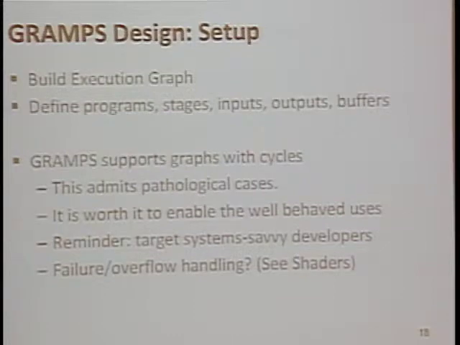Gramps accepts cycles. A cycle, such as the one I showed you in the ray tracing graph, means that in the worst case, a pathological app really can amplify data beyond any ability of Gramps to cope with it. I claim it's worth it.